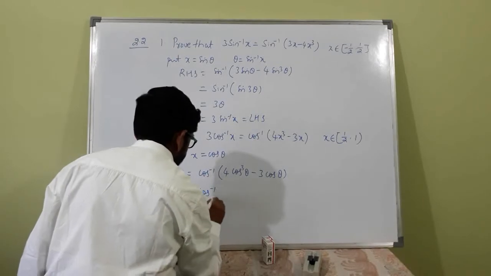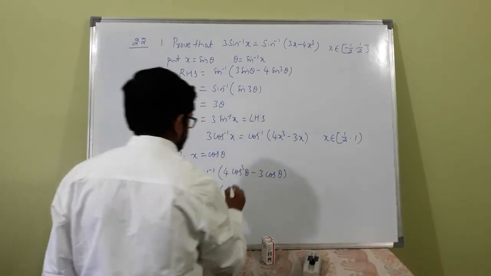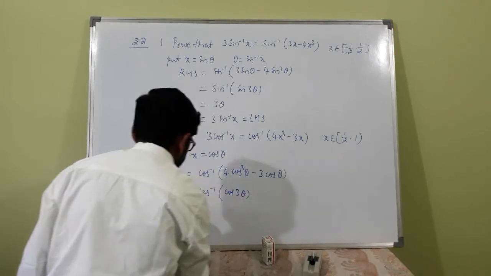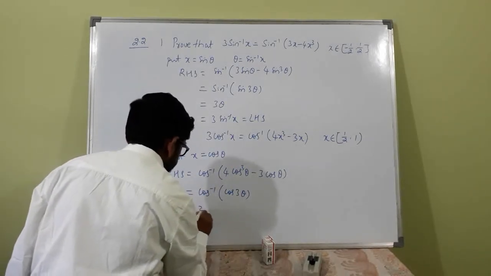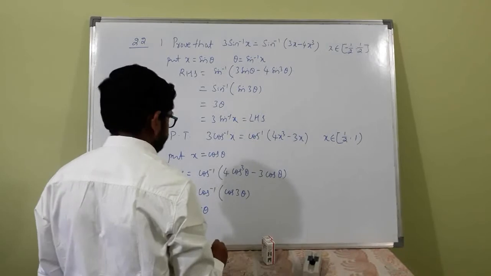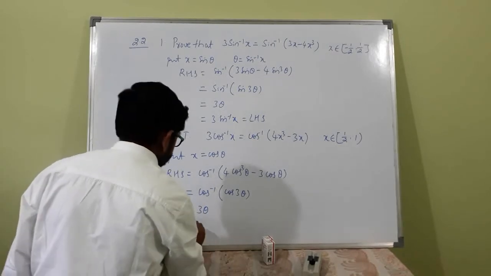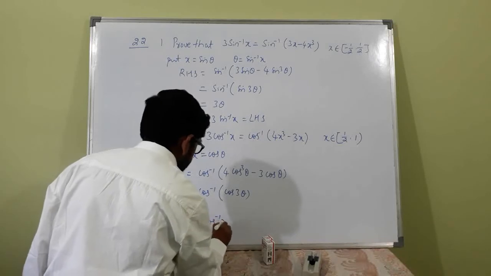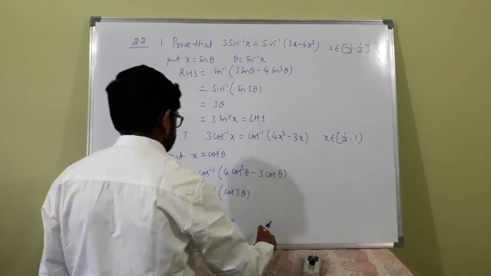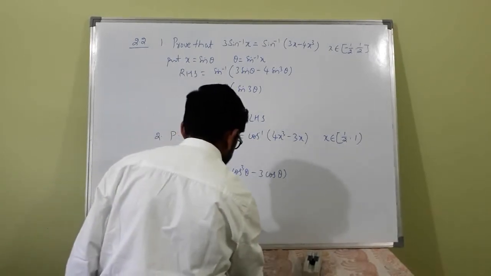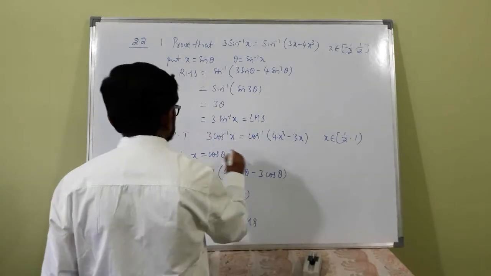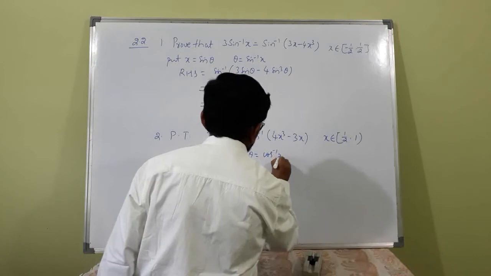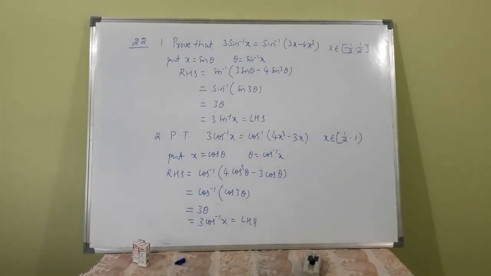which is cos inverse of cos 3 theta, that is equal to 3 cos inverse x, that is the LHS, because theta is equal to cos inverse x. Okay.